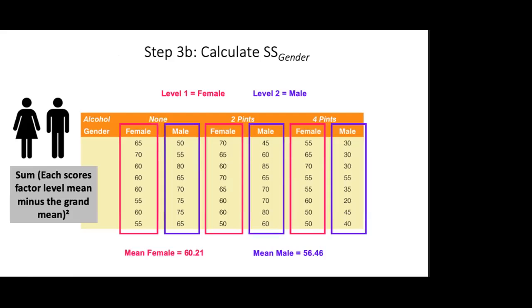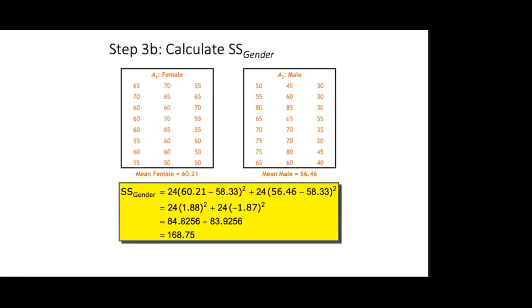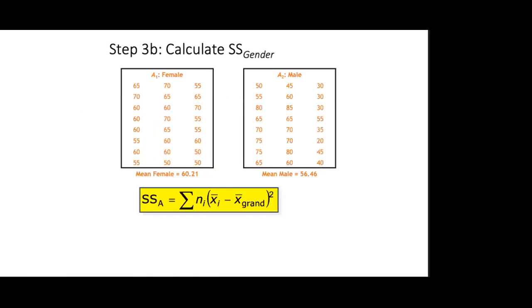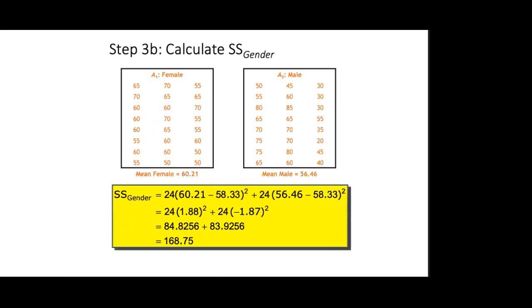The way we're calculating our sum of squares is the same way we did before. For each individual, we're subtracting the grand mean from this factor level mean. That's what we're doing here. And then we come up with this value here, which is the sum of squares for gender.